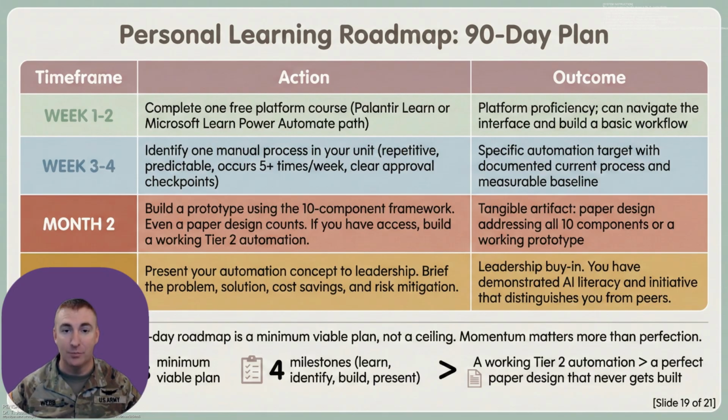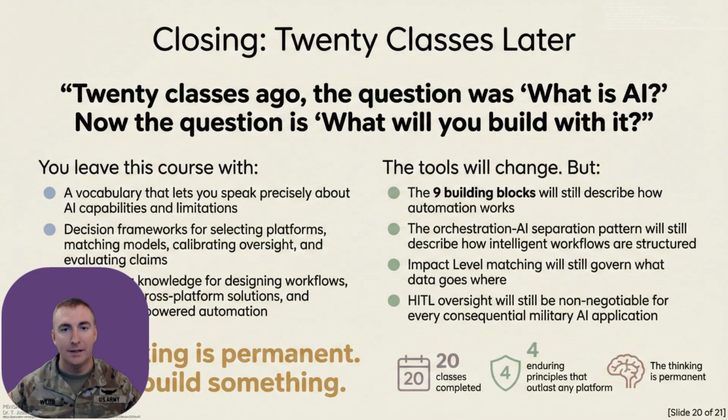Momentum matters more than perfection. A working Tier 2 automation that saves your section 2 hours per week beats a perfect paper design that never gets built. 20 classes brought you here. This is where it becomes yours. 20 classes ago, the question was, what is AI? Now the question is, what will you build with it?